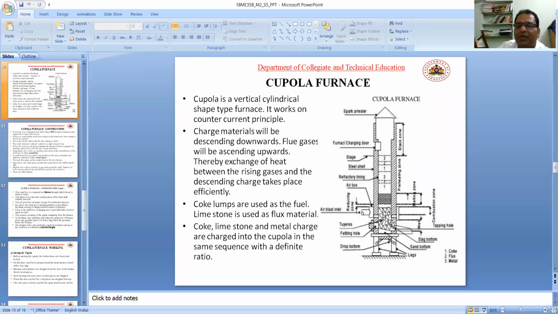In the diagram, the tuyeres are there, the sand bottom is there, and this is the well zone.